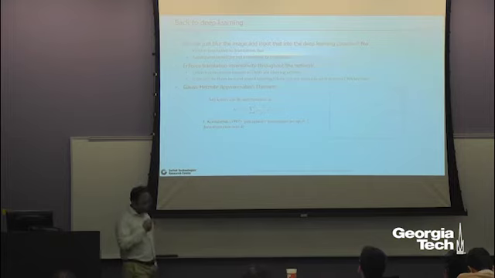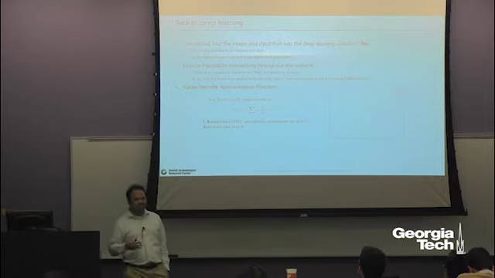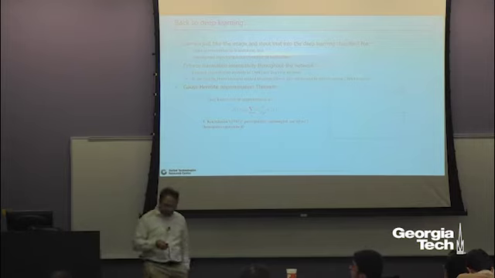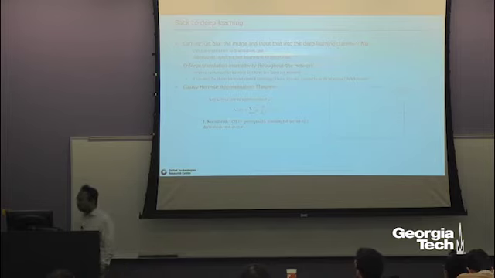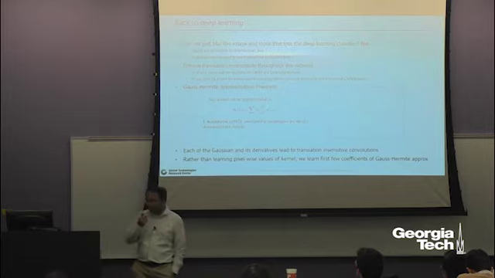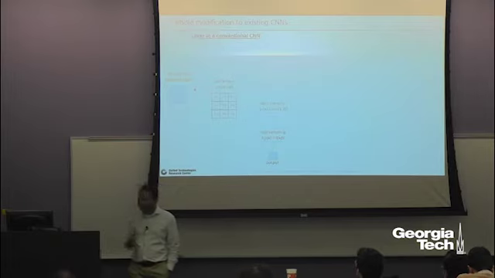There's some literature on human vision, with some theory about how the human visual system works. The theory says the human visual system is doing something similar to Gaussian filtering, and it doesn't use too many derivatives, up to between 2 and 4 is where the majority of the information is contained. Each of these Gaussians and its derivatives lead to translation insensitive kernels. So rather than learning pixel values of the kernels, we're going to use this Gauss-Hermite approximation.